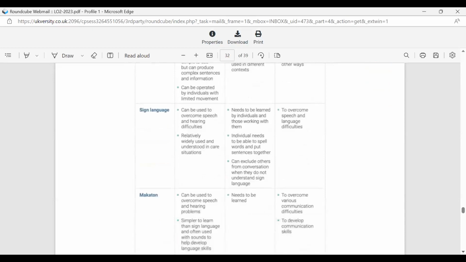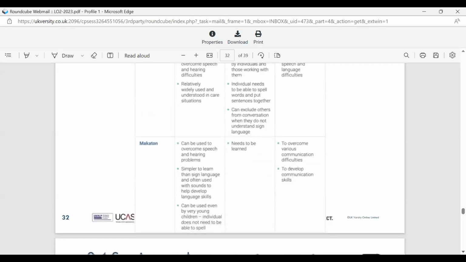Sign language, advantages of sign language, that it can be used to overcome speech and hearing difficulties, and it's relatively widely used and understood in the care industry. Disadvantages, it needs to be learned by individuals and those working with them. Not everybody knows how to do sign language, so it's sometimes quite difficult. Disadvantages, individuals need to be able to spell words and put sentences together. It can exclude others from conversations when they do not understand sign language, and it is there to overcome speech and language difficulties. And then we've got the final one, which is Makaton.